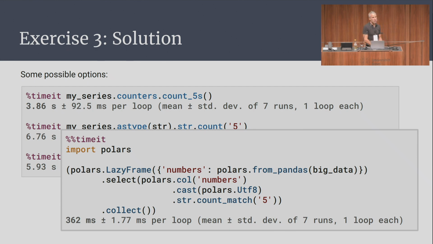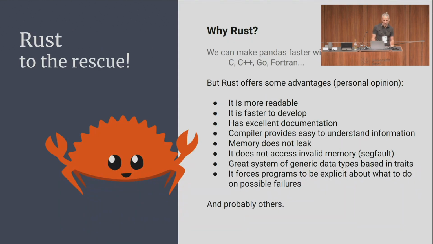So yeah, that hopefully motivates the reason why we're here. We still want to use pandas. We know that we can do much faster than implementing with apply. So Rust is going to come to the rescue, and of course it's not only about Rust. There are other things that we can do.